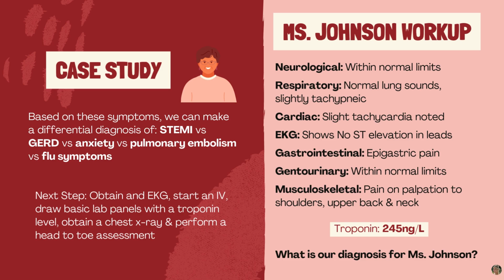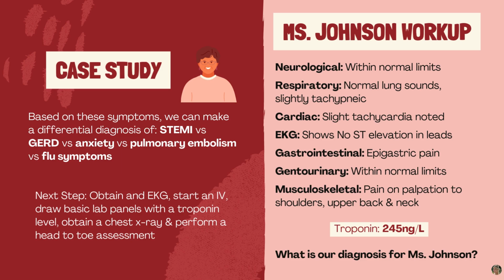Upon our head-to-toe assessment, she's neurologically intact. She has normal lung sounds. She's breathing slightly fast. Her heart rate was 108, slightly tachycardic, and her blood pressure was 165, so slightly hypertensive. On her EKG, there's no ST elevation, so we can rule out that acute heart attack. Gastrointestinal, she is having that epigastric pain, a burning sensation, and urinary wise she's completely normal. Musculoskeletal, she does have that pain in her upper back and shoulders, just generalized aching in her upper body. And your troponin test comes back and it is 245 nanograms per liter.